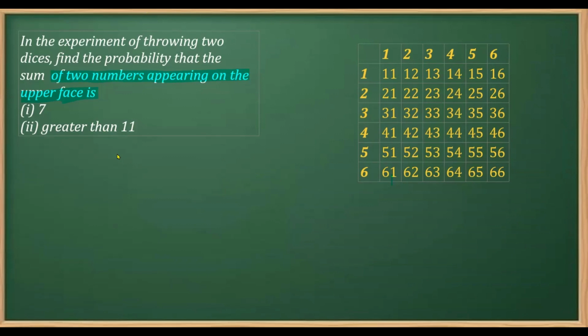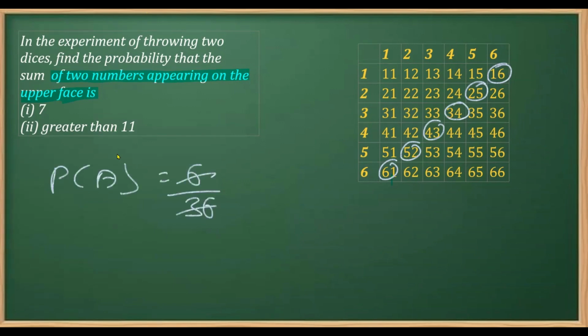So 1 plus 6 is 7. Then I'll go for 6 plus 1. And then 2 plus what? 2 plus 5 is 7. Then I'll go for 5 plus 2. I can see diagonally, 4 plus 3 and 3 plus 4. So 1, 2, 3, 4, 5, 6. So for the first answer, 6 of them are favorable out of a total of 36. So it comes out to be 1 by 6.